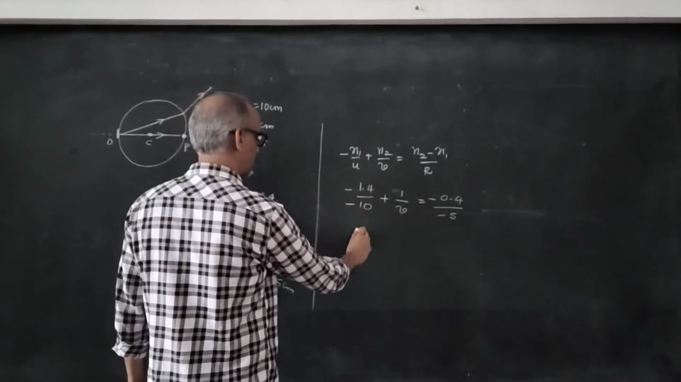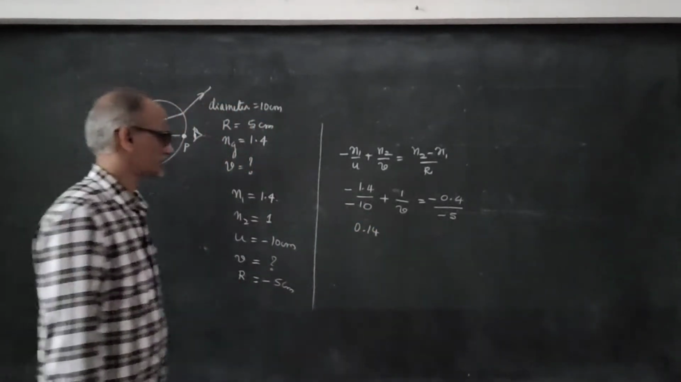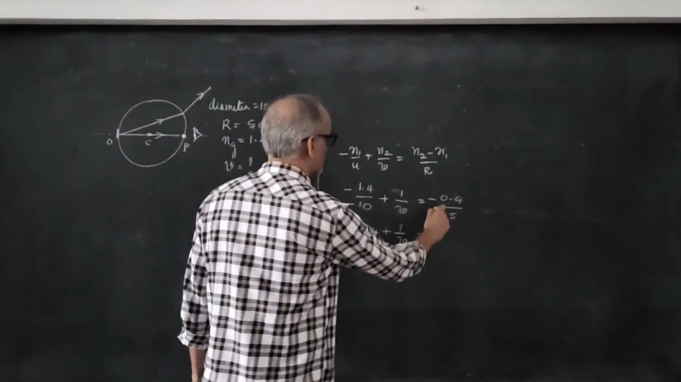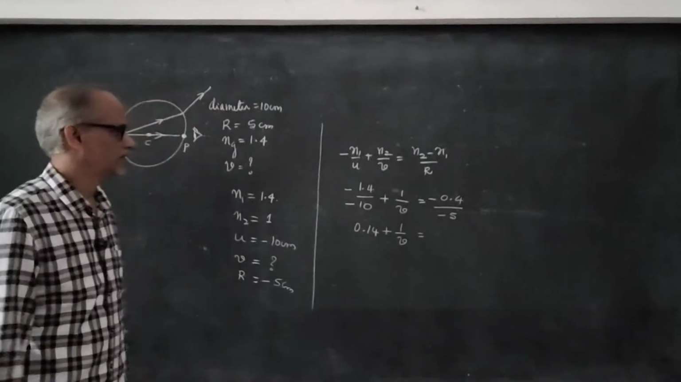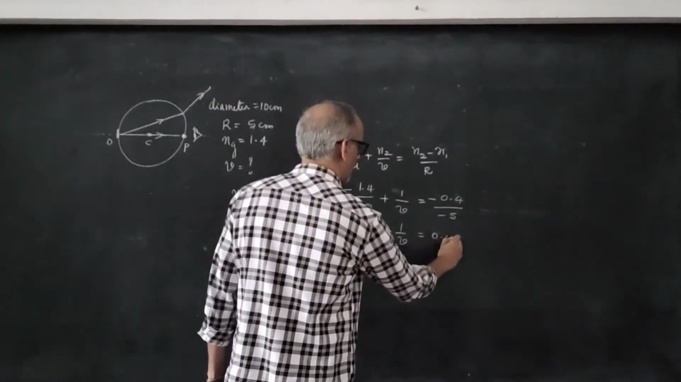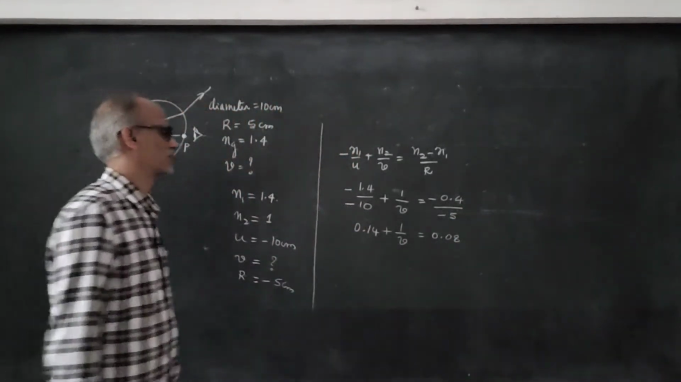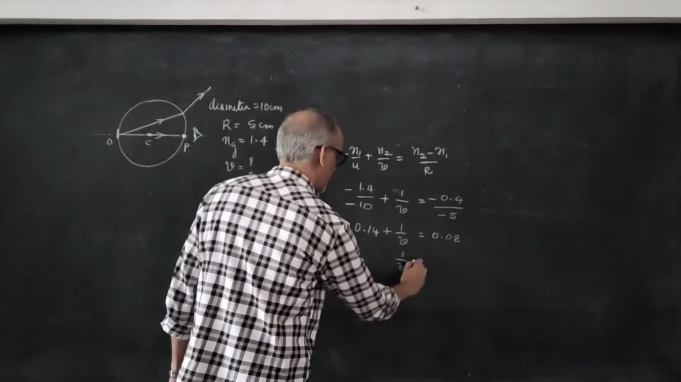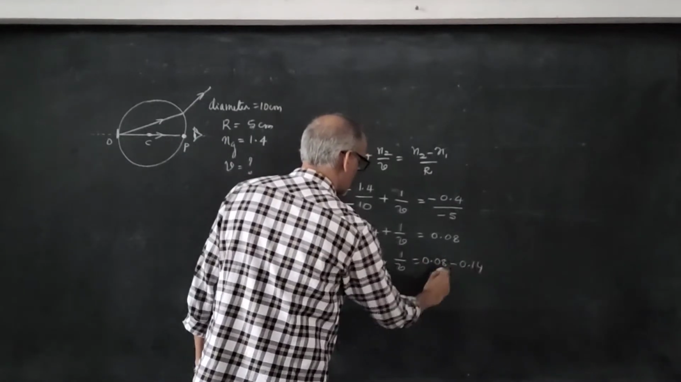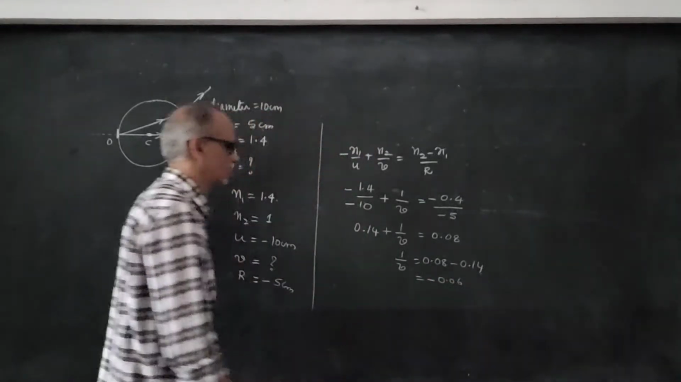1.4 by 10 is 0.14, plus 1 by v. This is also positive, negative divided by negative: 0.4 by 5 is 0.08. So, 1 by v is 0.08 minus 0.14. So, the difference is negative 0.06. But that is 1 by v.